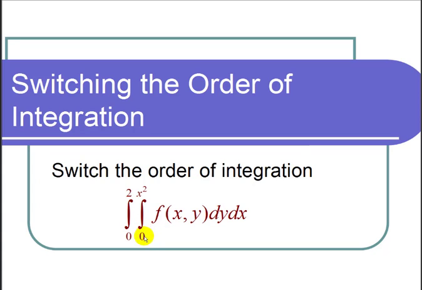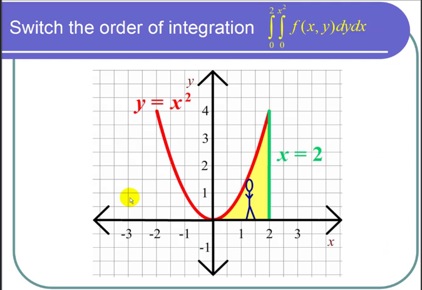So this is y equals 0, or the x-axis, and this is y equals x squared, which is a parabola. And the farthest left is 0, and the farthest right is 2. So let's sketch the graph. So I put my little man in, standing up since it's dy dx. The little man's feet are at y equals 0, the x-axis, and the little man's head is at y equals x squared, which is a parabola.